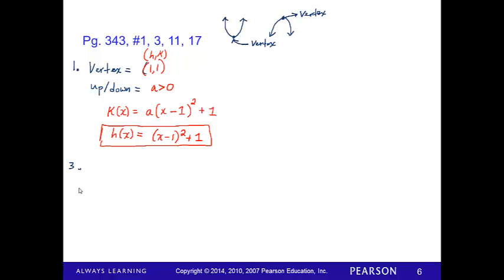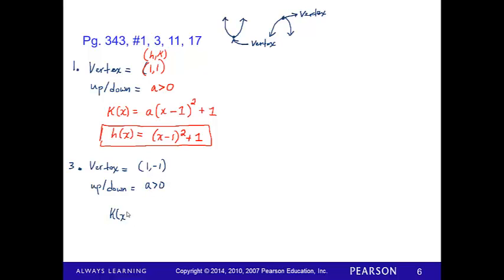Number 3. This time, we need to figure out what the vertex is and whether it opens up or down. The vertex is at the point (1, -1), and it opens up, which means a is positive.